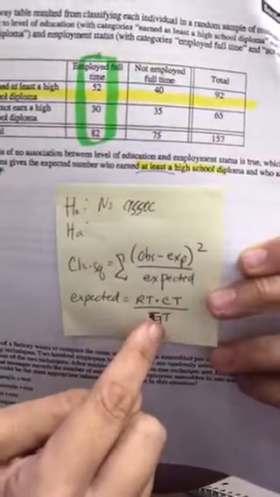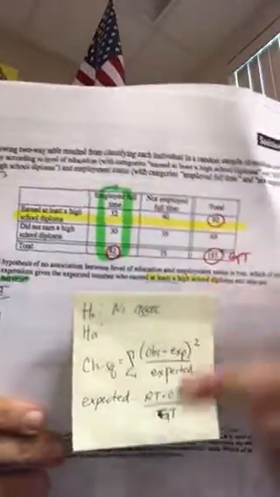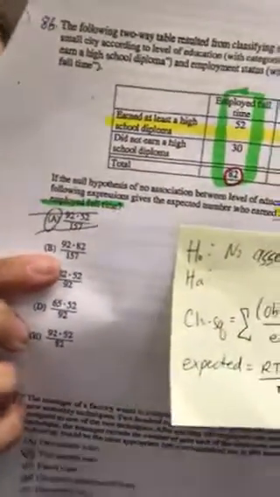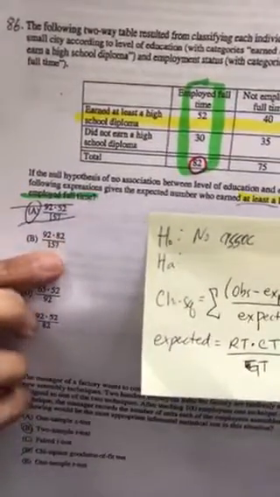So how do you calculate it? It's not on the formula sheet. So to calculate the expected, you take row total times column total over the grand total. So let's take a look. The row total, 92, column total, 82, grand total, 157. When I look at that, row total, column total, grand total, I find that my answer is B. Row total times column total over total.